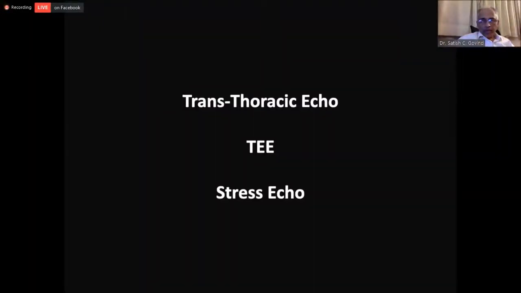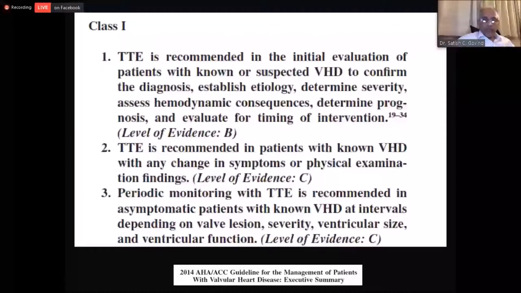Now, there are three possible ways to assess the mitral valve. One is by transthoracic echo, another one is the transesophageal echo, and the less trodden path is the stress echo. The transthoracic echo is a class one indication, and it is primarily to look at the etiology, severity, the hemodynamics, the prognosis, the timing. So this is in the early phase, in the initial phase.